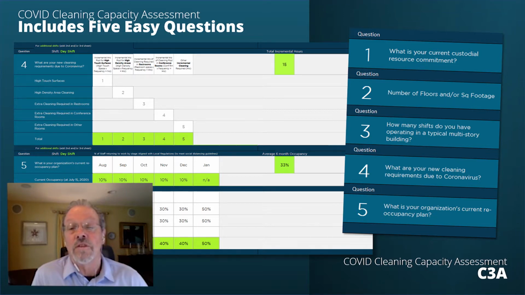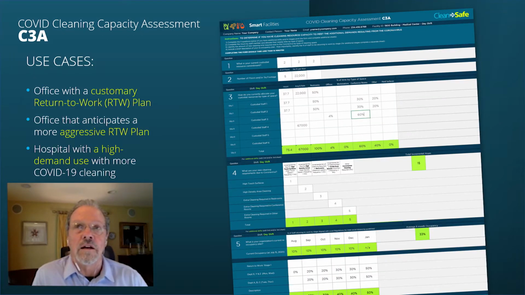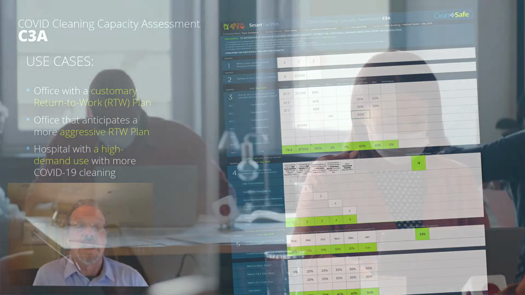In most cases, that reoccupancy plan is a staged plan. And so with the answers to those 5 questions, we can make an evaluation as to what the cleaning capacity is.